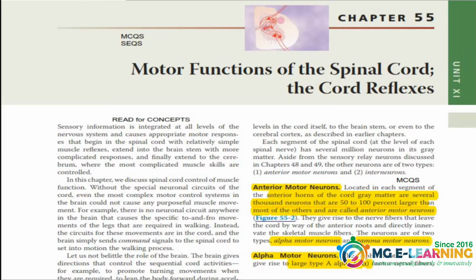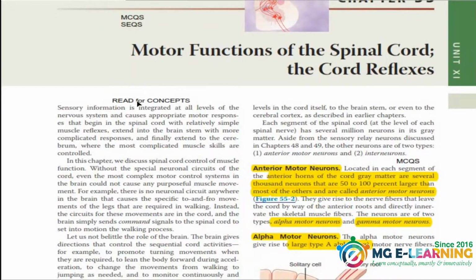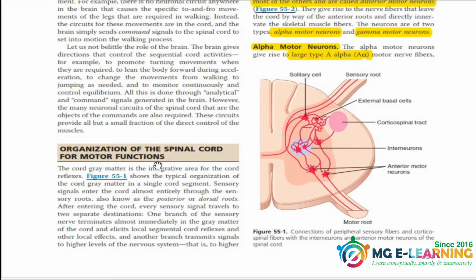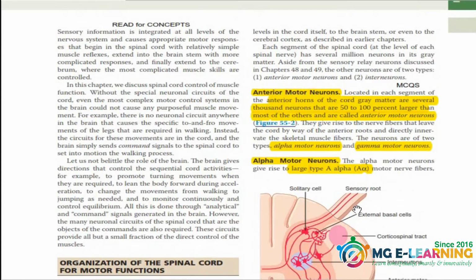We are doing Unit 11 of Physiology. This is Chapter 55 and it's all about motor functions of spinal cord and cord reflexes. First of all, here is the first topic. You have to read this topic for your concepts. Organization of spinal cord for motor function is an important topic. It is important for your MCQs and SCQs.